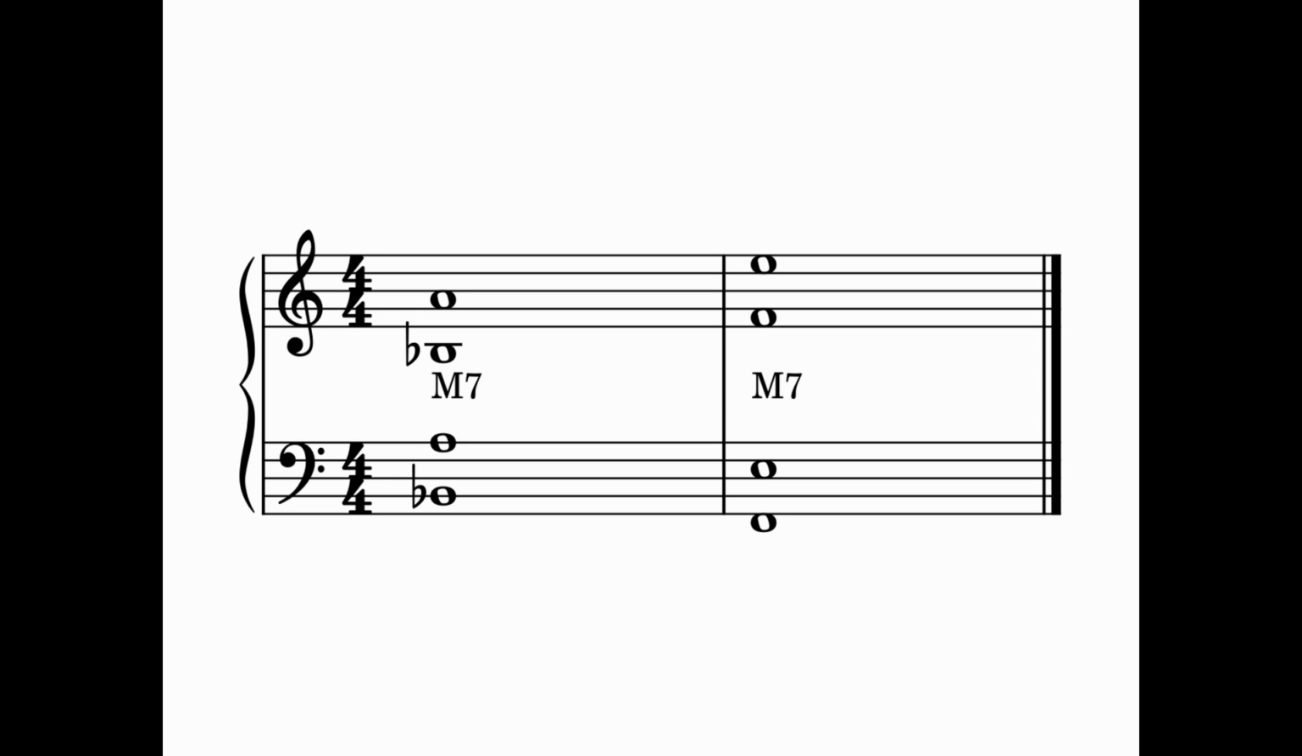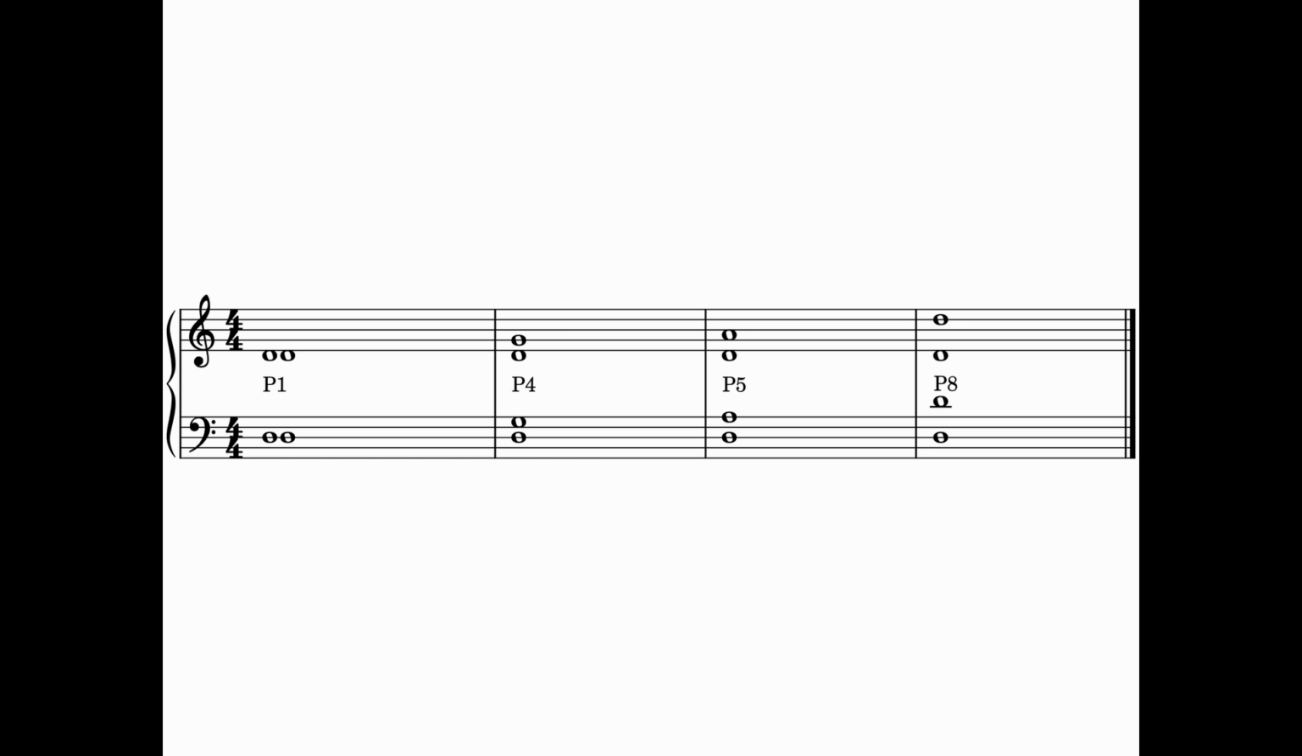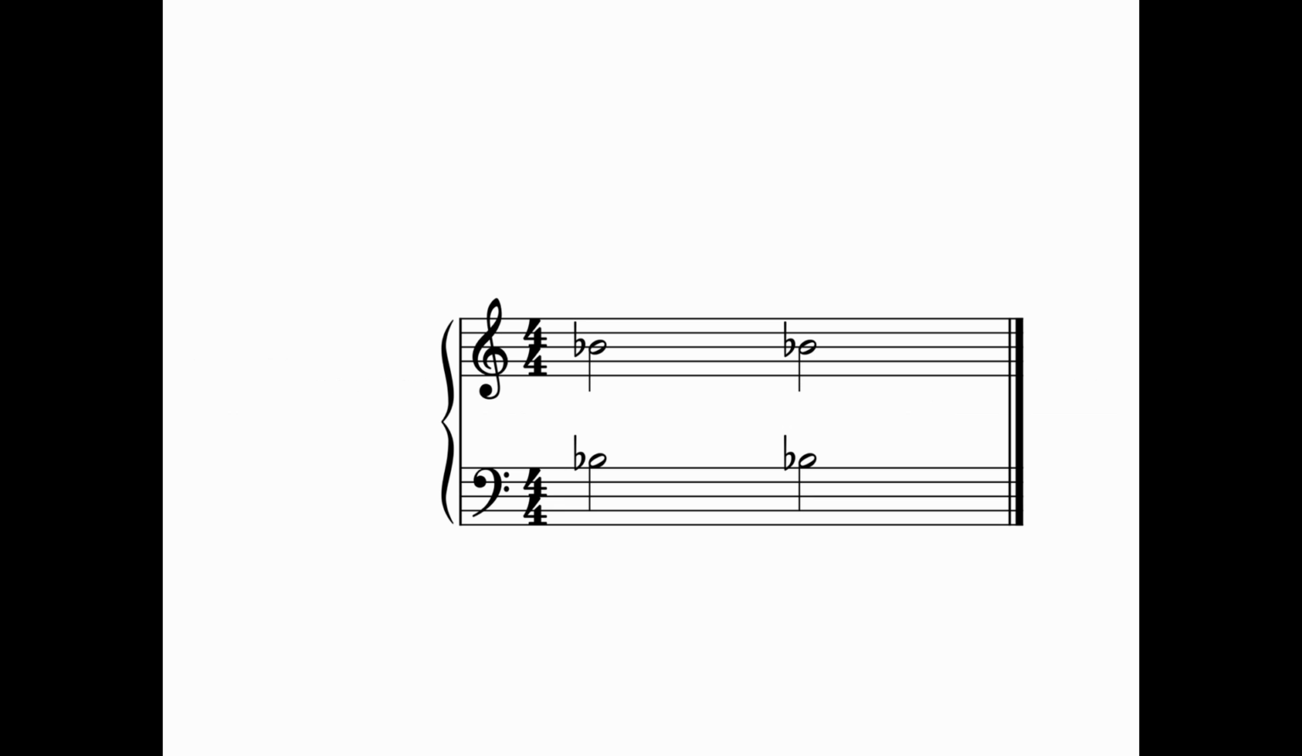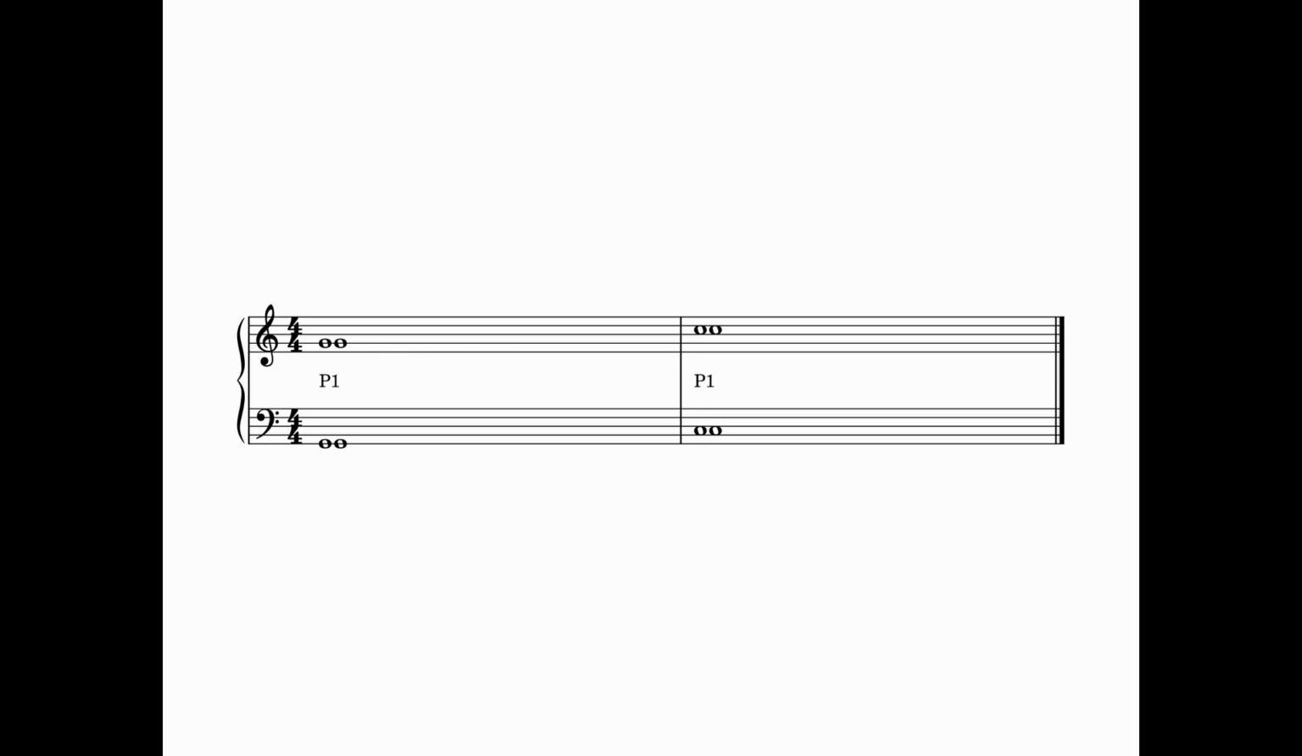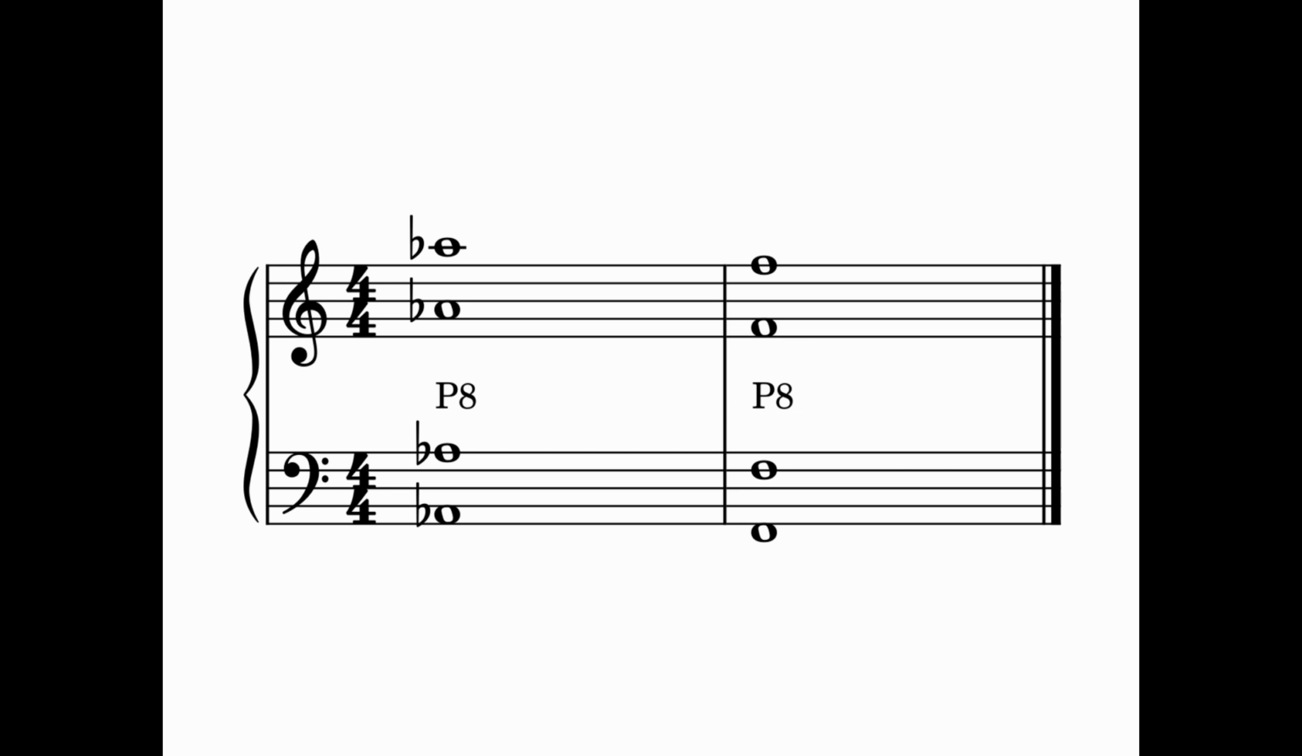Next are perfect intervals. We can only call something a perfect interval if it is a 1, 4, 5, or 8. 1 is often referred to as a unison, and an 8 is often referred to as an octave. A perfect unison is the same note, so there are no half steps in between. This would be 2 G's on the same line, or 2 C's on the same space. An octave is 2 of the same note, but one note is 12 half steps higher than the other. An example would be A flat to A flat, or F to F.